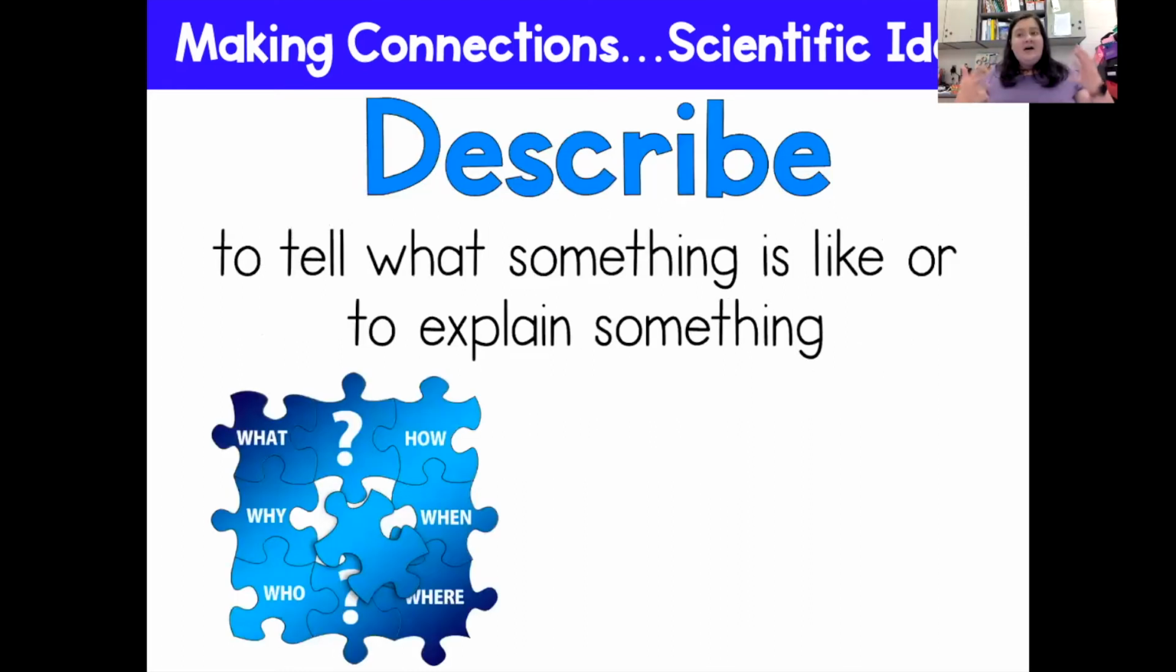And then oftentimes in a scientific text, they describe. To describe is to tell what something is like or to explain something. So science is all about explaining something. In our bat book, for example, Bats, Creatures of the Night, this book explains what bats do at night and whatever misconceptions there are about bats.